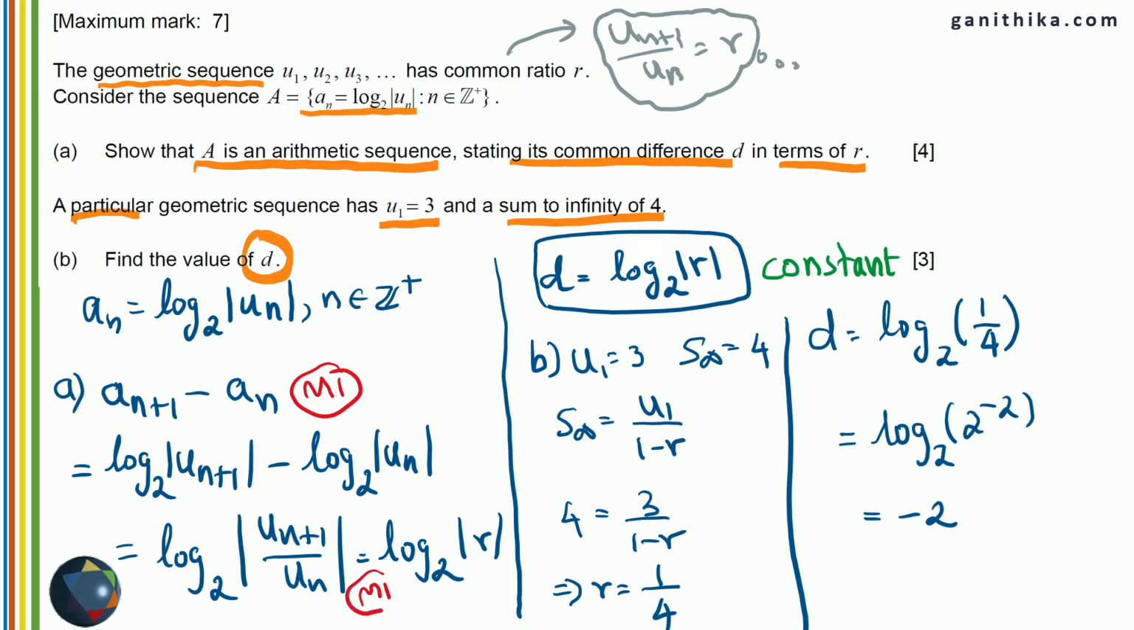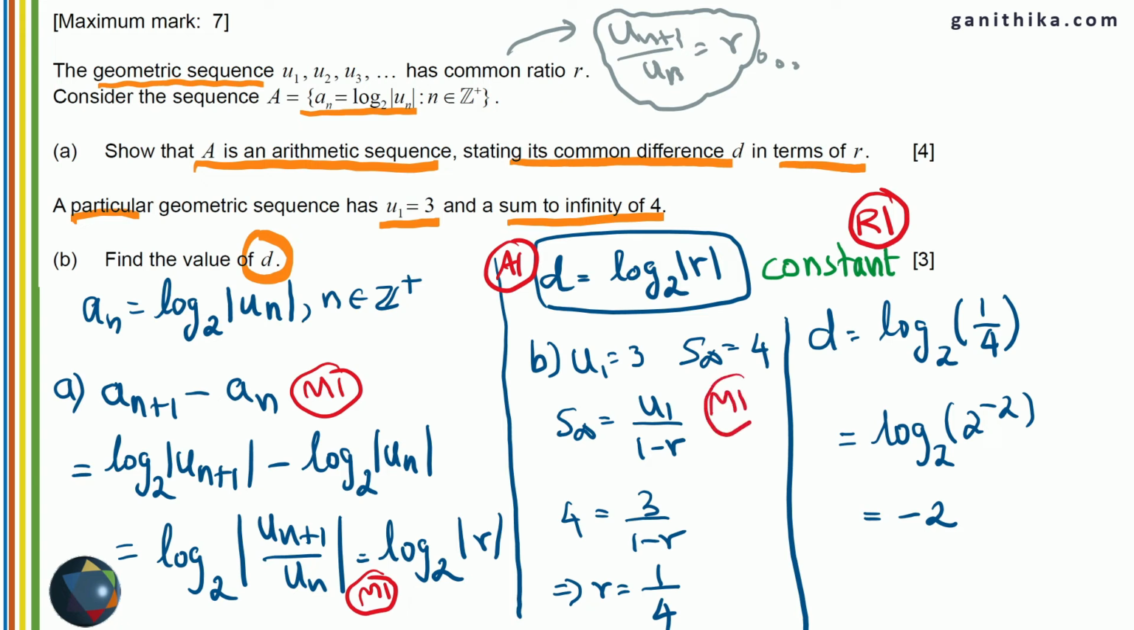And using the correct rules of logarithms here and getting the value for d in terms of r, and writing this word constant gives you one reason mark. So unless you write that this is a constant, you will not get that reason mark here. Simply giving the d in terms of r is not going to help you. You have to write that this d value is a constant. Only then you will get that R1 mark.